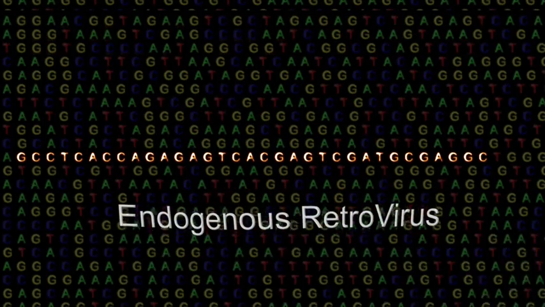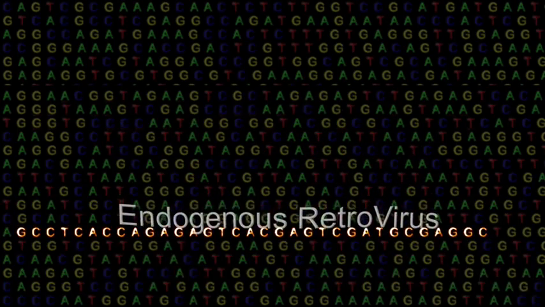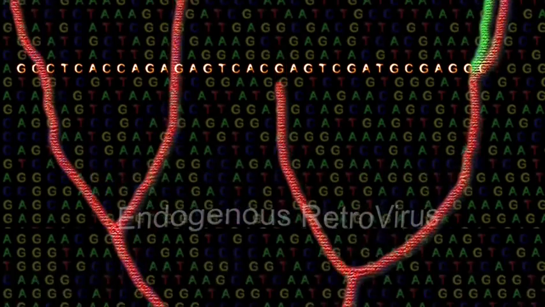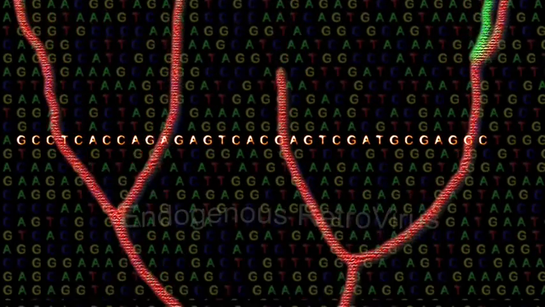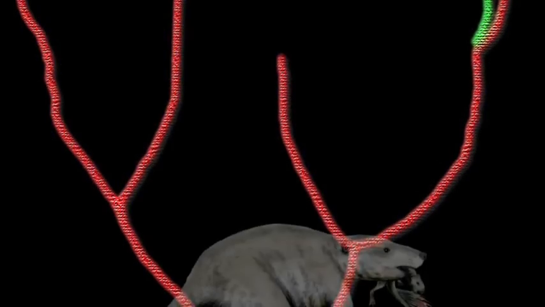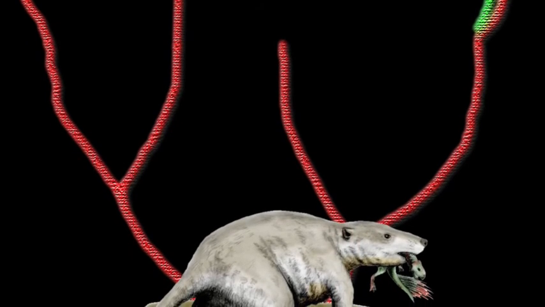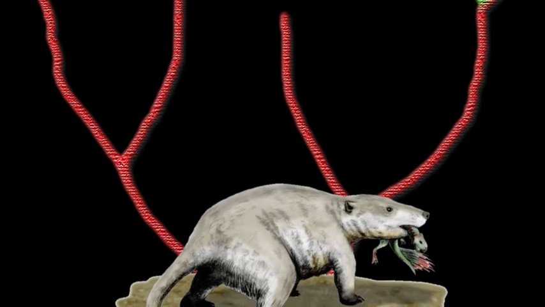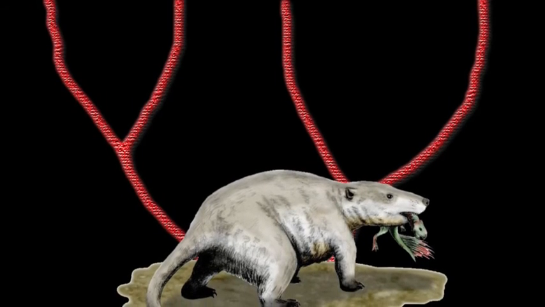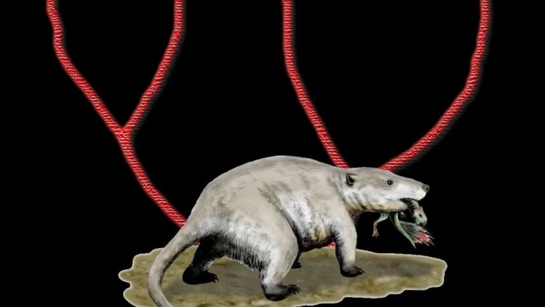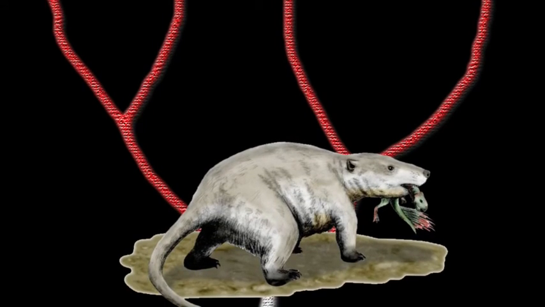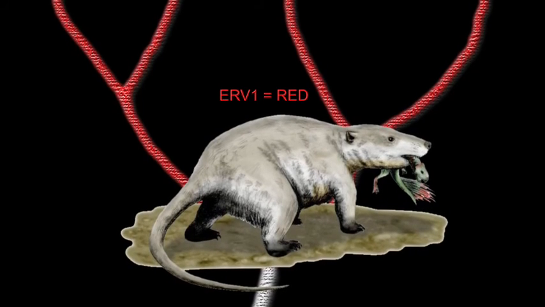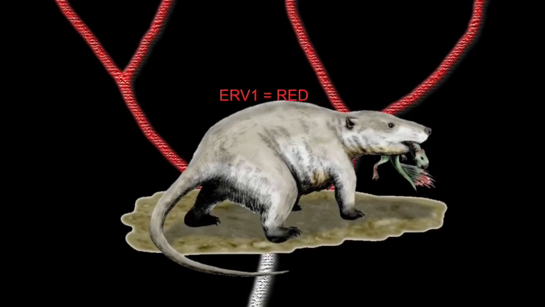Let's examine how endogenous retroviruses, or ERVs, would behave within a model of evolution by common descent. Suppose an ancient creature, let's call it Primus mammalius, is the common ancestor of all modern mammals and is infected by a retrovirus that becomes endogenous. All of the Primus descendants would be expected to carry the same ERV, let's call it ERV1, in the same chromosomal location.